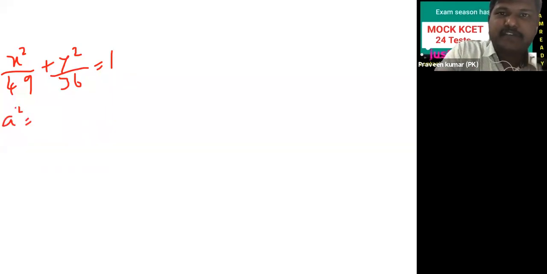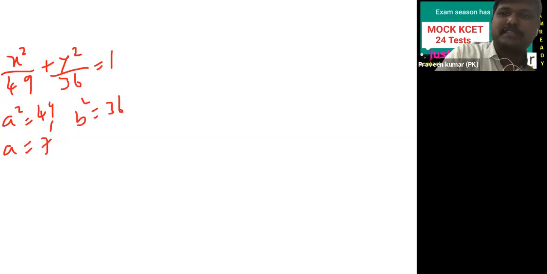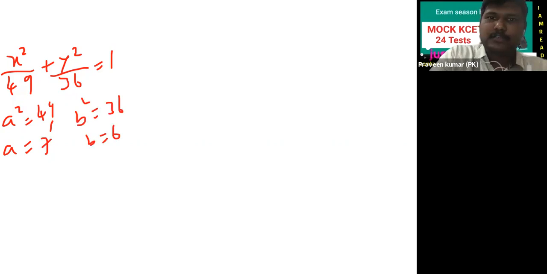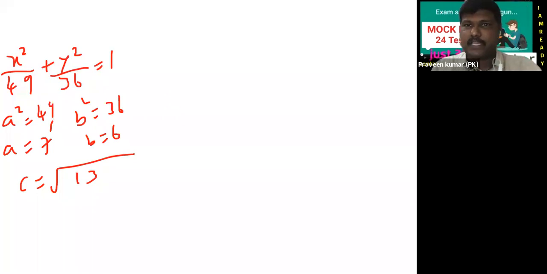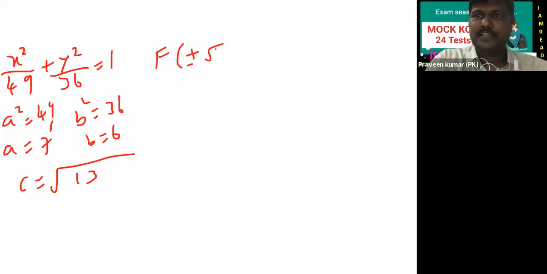A square is 7. X square by more number means it is on x-axis. A square is equal to 49. A is 7. B square is equal to 36. B is 6. C is root of A square minus B square. That means 49 minus 36, root 13. Correct. Focus: plus or minus root 13 comma 0. Vertex: plus or minus 7 comma 0.